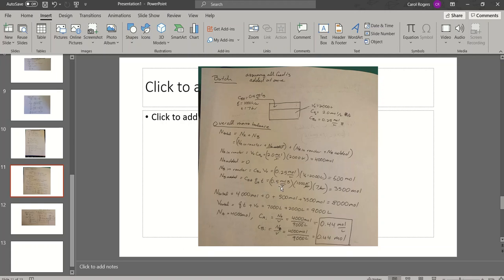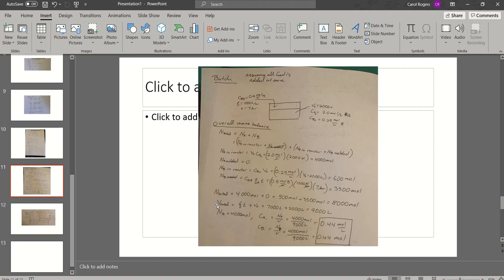You can look at the units to make sure that it cancels out, but the concentration of B times the flow rate times the time, so 0.5 moles per liter times 1,000 liters added per hour times 7 hours is 3,500. So our total number of moles in the reactor, kind of irrelevant for this problem but an important thing to think about, is 8,000 total moles of everything in the reactor.